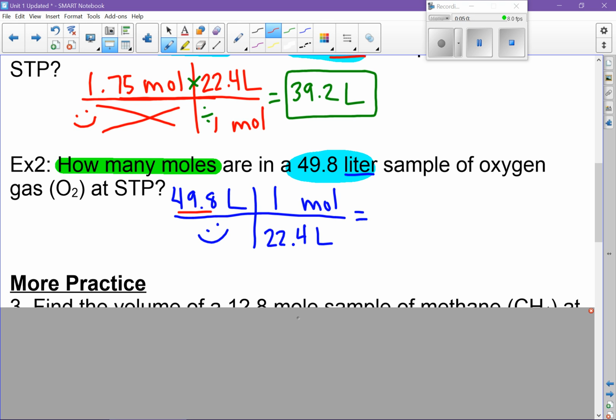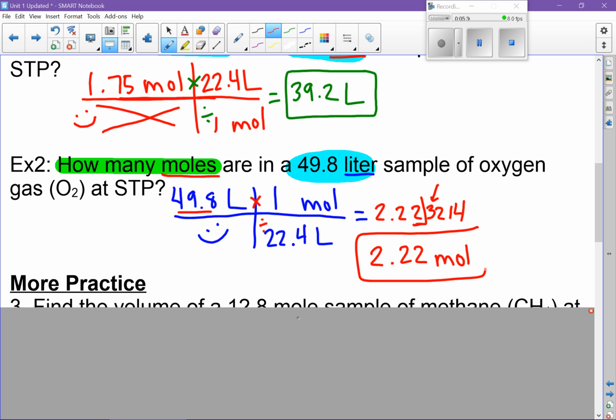You're going to do 49.8 times 1, divided down by 22.4. That gives me this in my calculator, and it asks me to round to the hundredths place, which is right here at the 2. The 3 afterwards means I don't need to round up, so it's going to be 2.22, and we have a naked number, so we need a unit. We were solving for moles. That's what goes on your answer, and there it is.